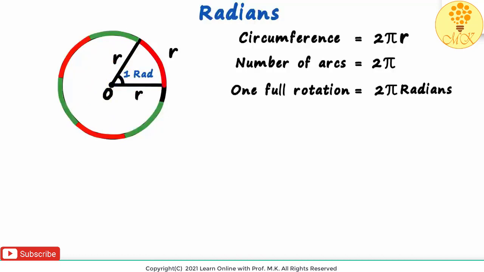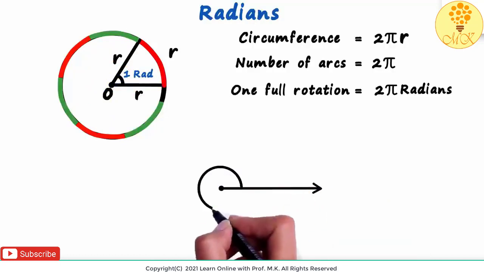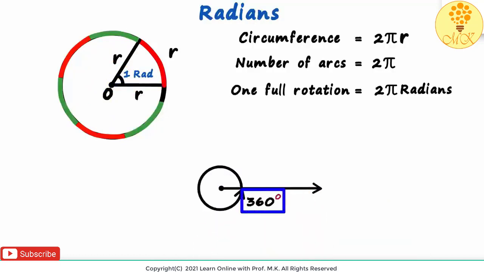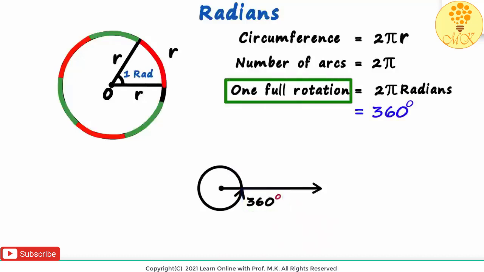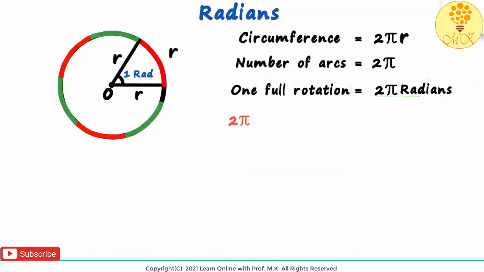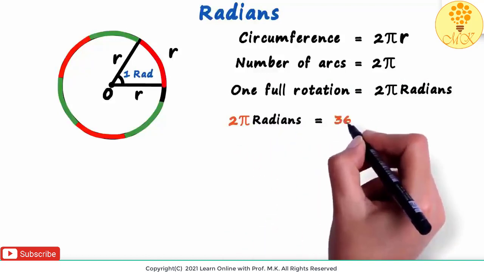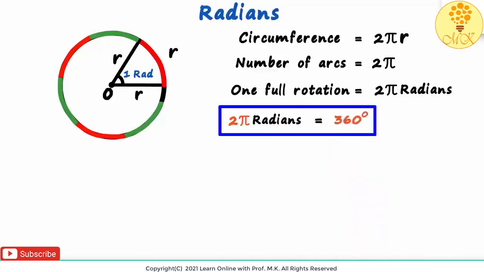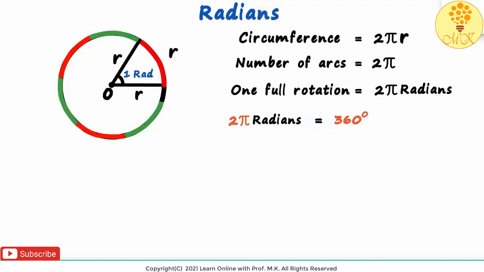But wait, hold on. We also know that 1 full rotation equals 360 degrees. Yes, 1 full rotation equals 360 degrees. As both equal 1 full rotation, these two will be equal. 2 pi radians will equal 360 degrees. That's the relation between degrees and radians. This is what we have been working towards in this video. If we understand this, we can easily derive the rest.